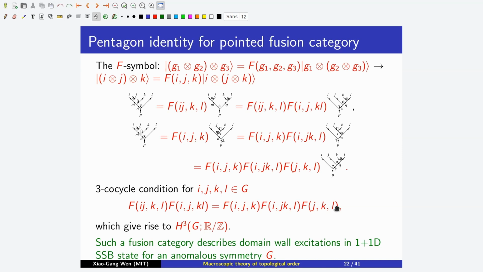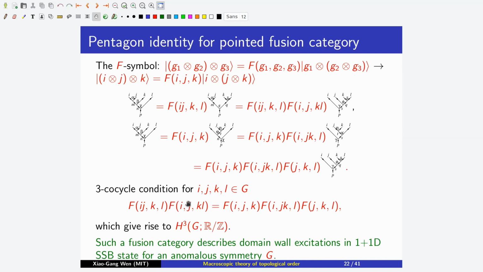Yeah, this again naively looks terrible. It's again a nonlinear algebraic equation, with many unknowns, hard to solve. But here there's one thing that saves us, that is because F is a phase factor. So we can take a log of this equation. When we take a log, it becomes a linear equation. And this linear equation can be solved easily. You can write a program to solve this linear equation. So actually this pentagon equation is much easier to solve.